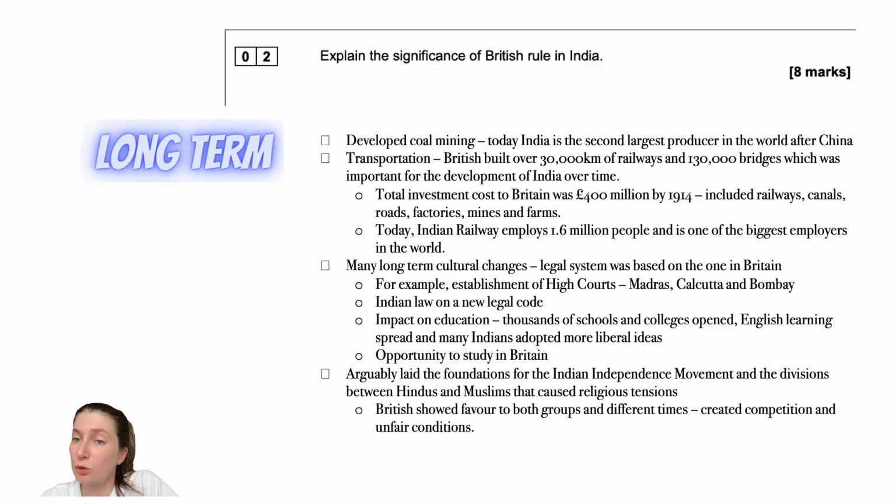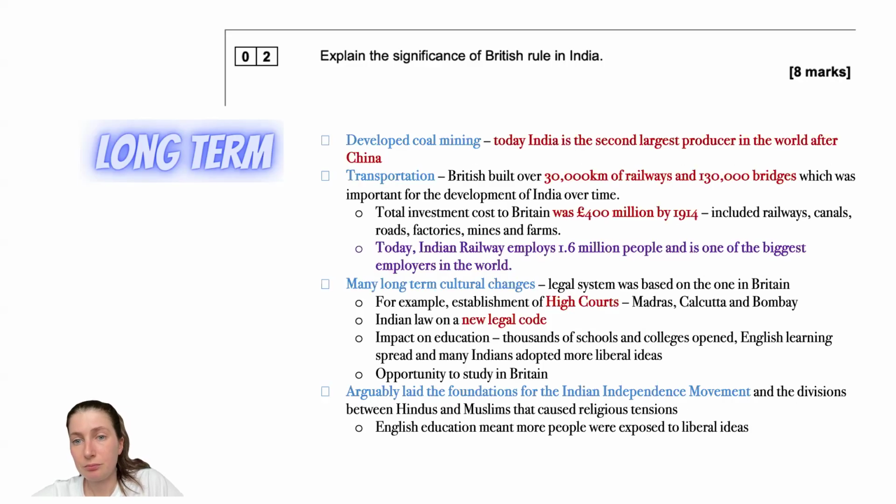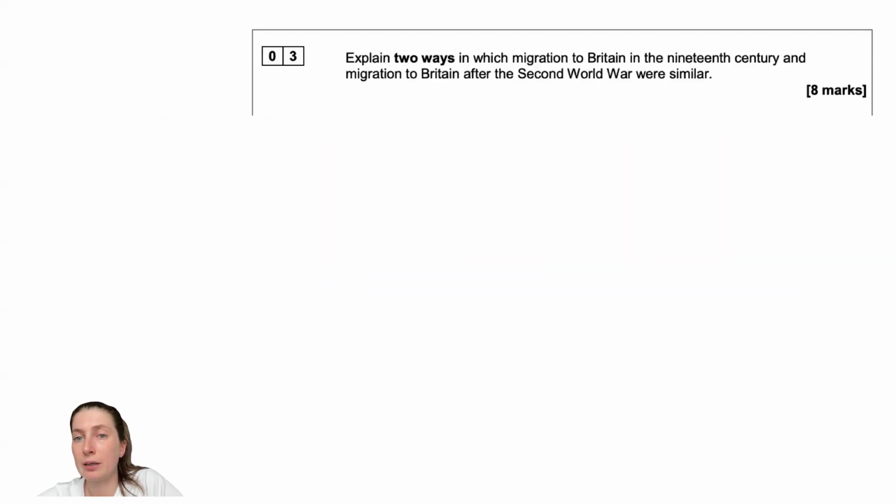We've also got many long-term cultural changes, the legal system, lots of people studying in Britain, and you can also think about the Indian independence movement and how British involvement, interference, colonization obviously led to a lot of the movements for independence, both from the Hindu and the Muslim movement, Jinnah on the Muslim side, and Gandhi on the Hindu side. And you've got both of those groups wanting independence. Again, I've just done my colours for you there.